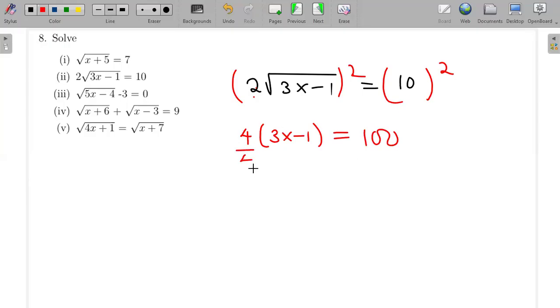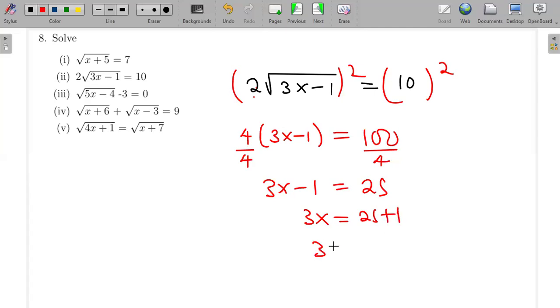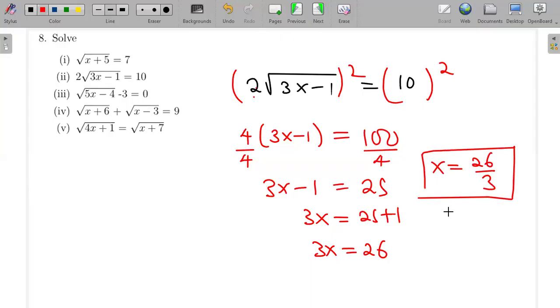So here I can simply divide by 4 on both sides. So I have 3x minus 1 is equal to 100 divided by 4, which is 25. So 3x is equal to 25 plus 1. So 3x is equal to 26, meaning x is equal to 26 over 3. So that's the answer there.